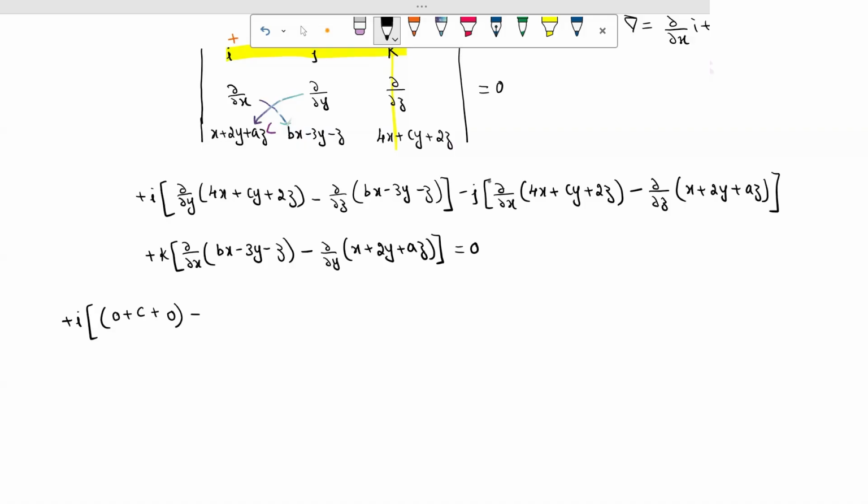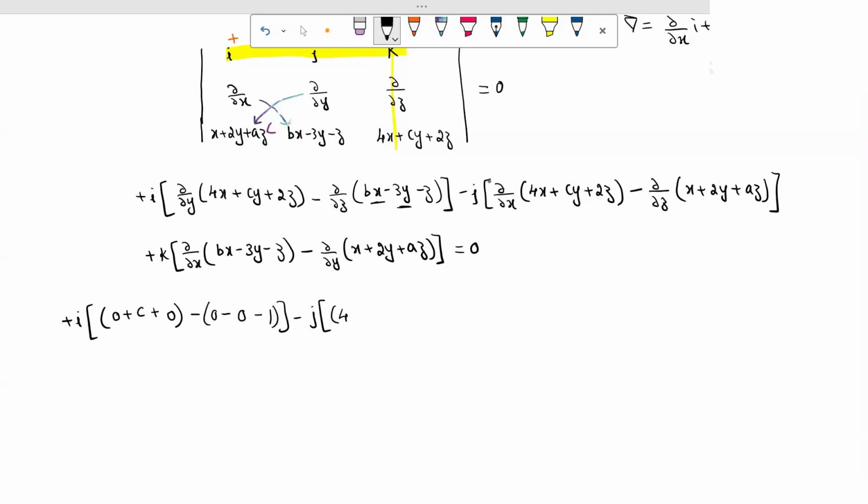Minus: now we differentiate partially with respect to z, so x and y are constants. Here x is constant, so its derivative is 0. Minus, here y is again a constant, so its derivative is 0. Minus, the derivative of z with respect to z is 1. Then minus j times: here you differentiate partially with respect to x, which means y and z will be constant.